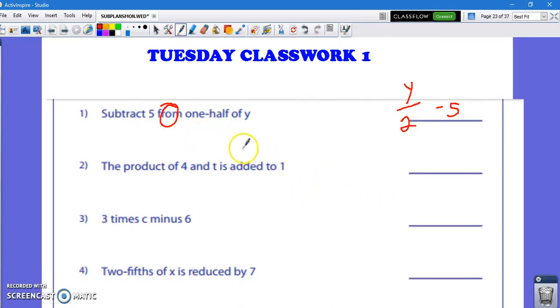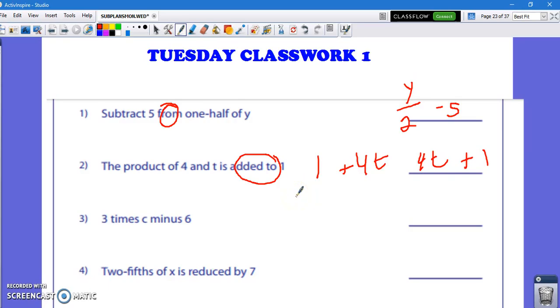The next one: the product of 4 and t is added to 1. If you were thinking of added to, it could be written like this: 4 and t, added to 1. So it looks like 4t is added to 1. Either way is acceptable for me.